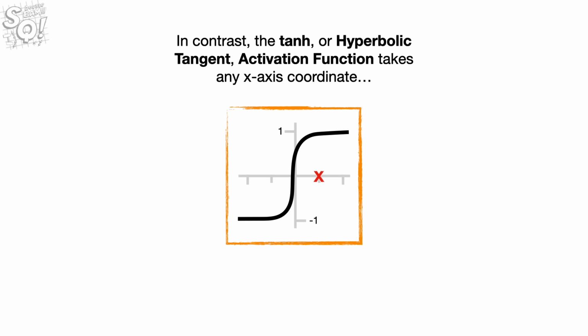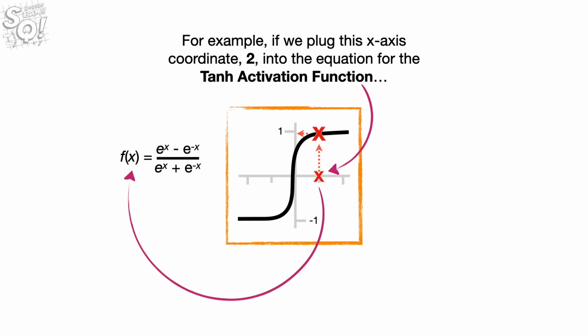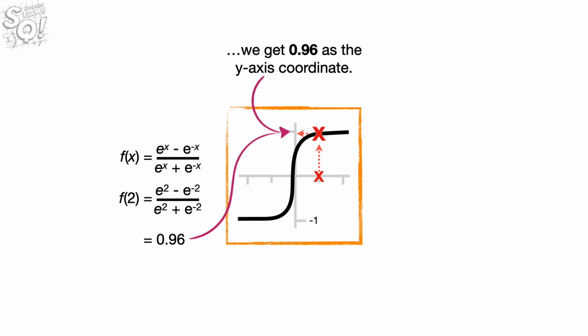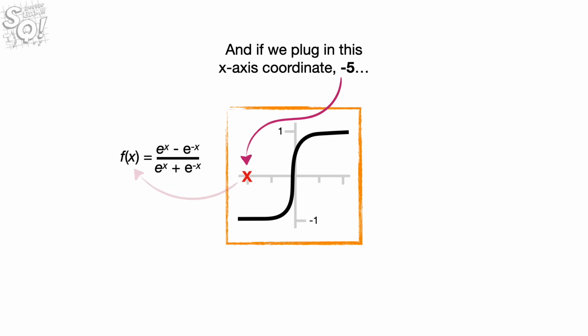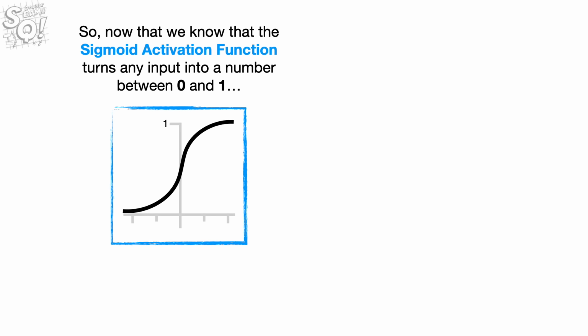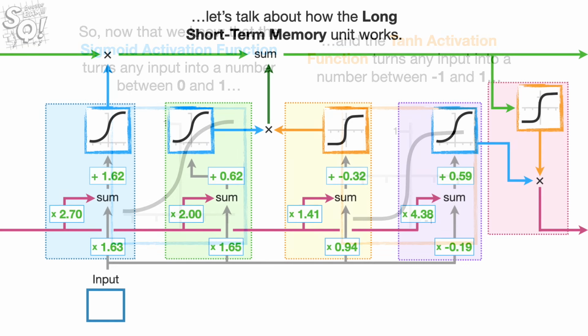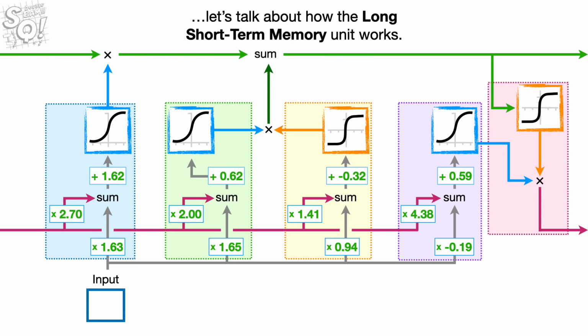In contrast, the tanh, or hyperbolic tangent activation function, takes any x-axis coordinate and turns it into a y-axis coordinate between -1 and 1. For example, if we plug this x-axis coordinate 2 into the equation for the tanh activation function, we get 0.96 as the y-axis coordinate. And if we plug in this x-axis coordinate, -5, we get -1 as the y-axis coordinate. So, now that we know that the sigmoid activation function turns any input into a number between 0 and 1, and the tanh activation function turns any input into a number between -1 and 1, let's talk about how the long short-term memory unit works.